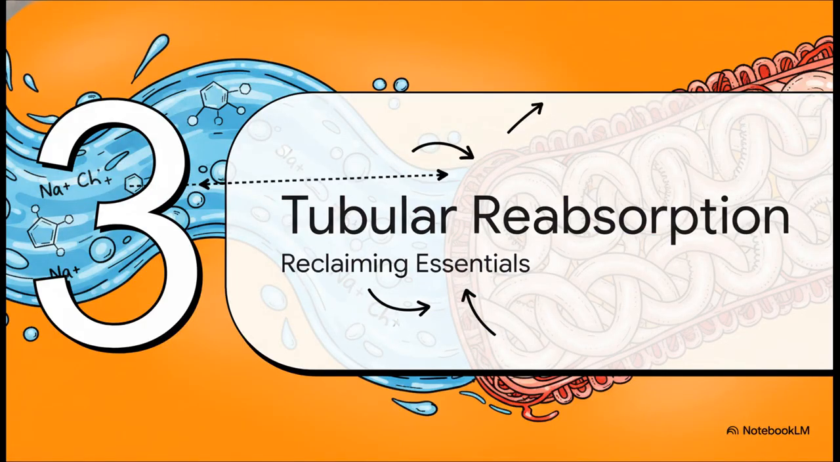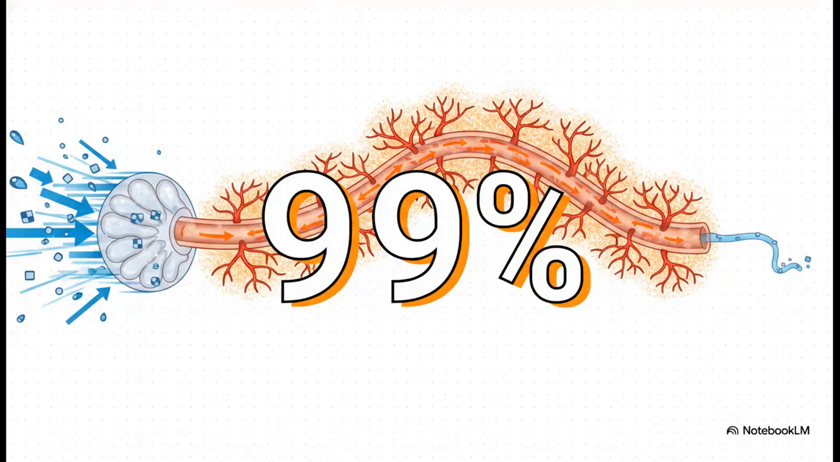Which brings us to Section 3, tubular reabsorption, reclaiming essentials. I want you to lock this number in your memory because it's absolutely staggering. About 99% of that glomerular filtrate we just created is actively reabsorbed right back into the blood. Think about that for a second. That initial filter was so powerful and so completely unselective with the small molecules that if your body didn't scramble to claw almost all of it back, well, we literally wouldn't survive the hour.